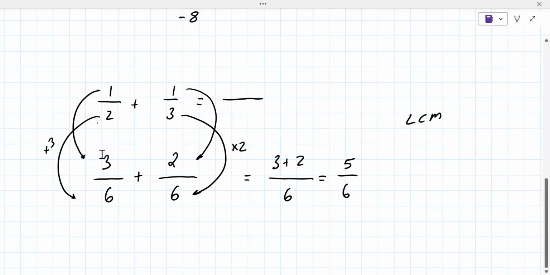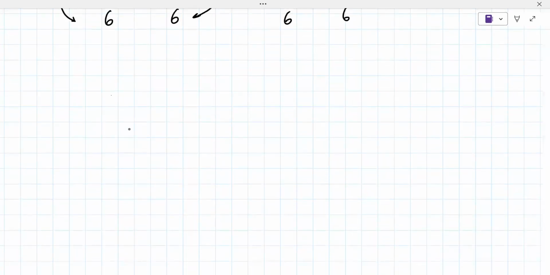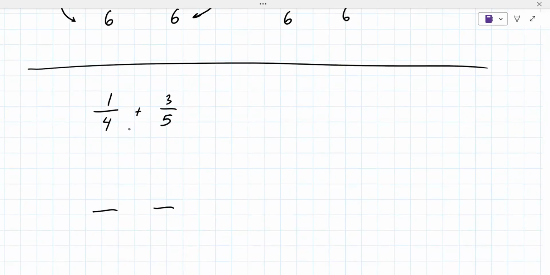Okay, let's try another one like that here. Have you seen this before where you make a common denominator? Yeah. All right, let's take a look at another problem. Let's say it's 1/4 plus 3/5. What would the common denominator be between 4 and 5? Think of going up by 4 and 5. So like 4, 8, 12, and 5, 10. Where do they match? 20. Okay, very good.